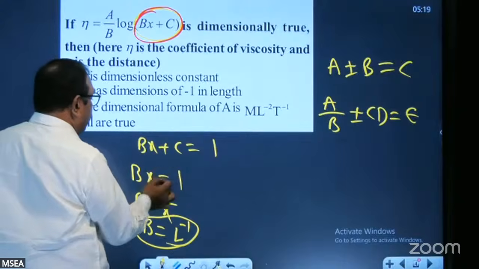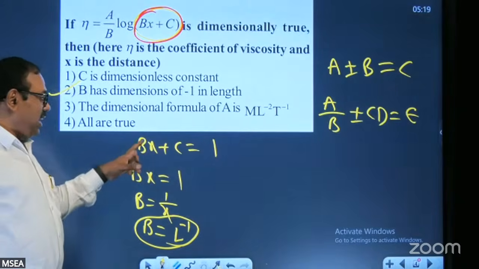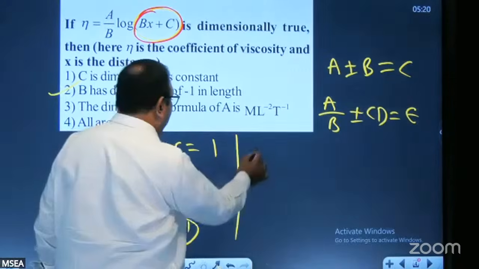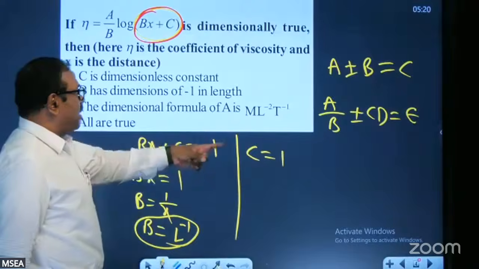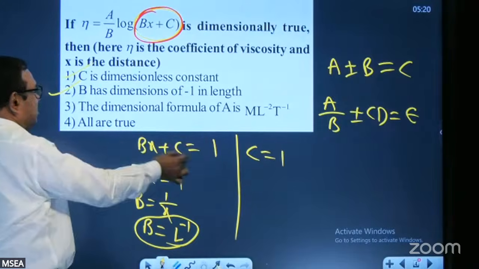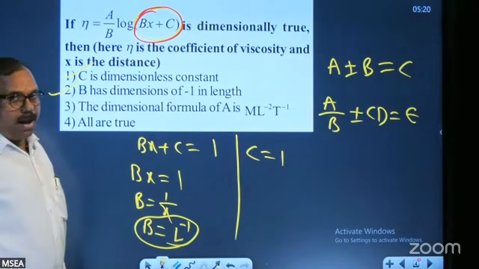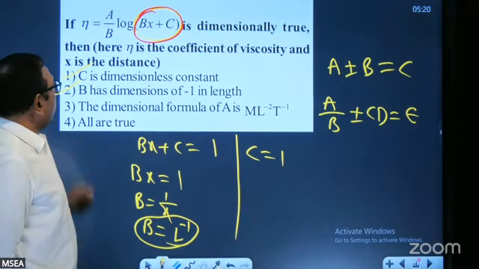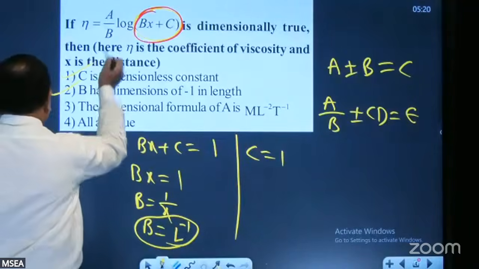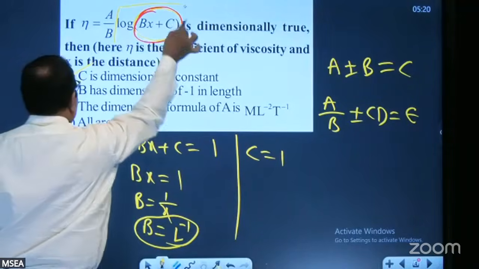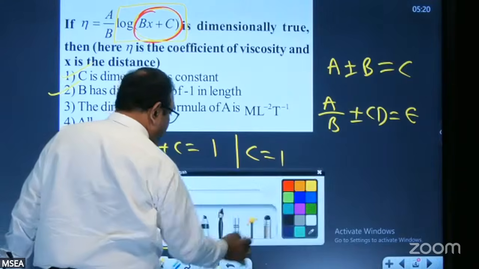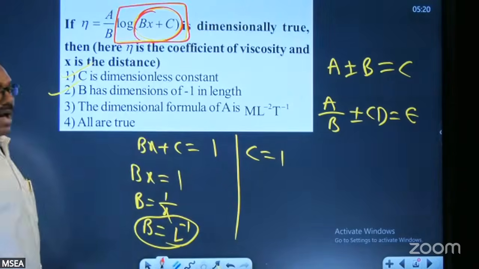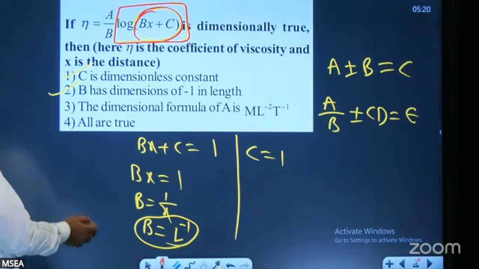Now look here. According to the principle of homogeneity, bx is equal to 1, and c is also equal to 1. That means c is a dimensionless quantity because it is a number. Okay, now the dimension formula for A. This whole thing is also dimensionless.